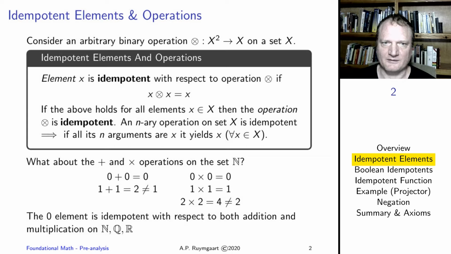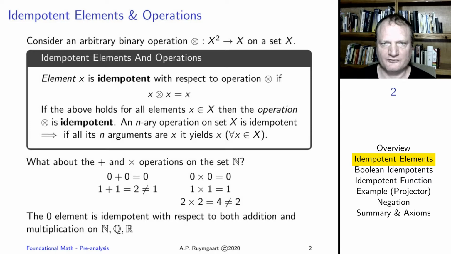Now what I'm showing here is for a binary operation, but the same concept holds true for either a unary or ternary or higher operation. It's the same idea. If it's a unary operation, then O times x would yield x, and so forth.